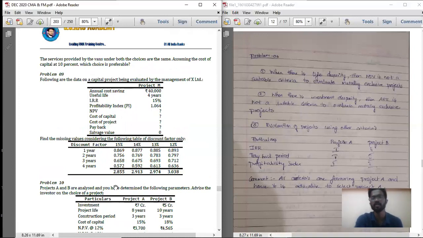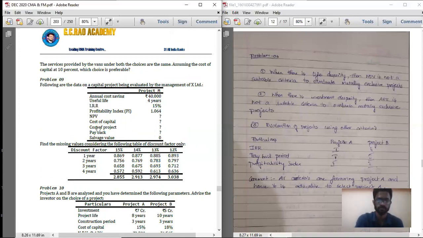That is why they have given this problem number 10. Just mark this problem number 10 important. Just remember those 2 key points. So next, moving on to problem number 9.